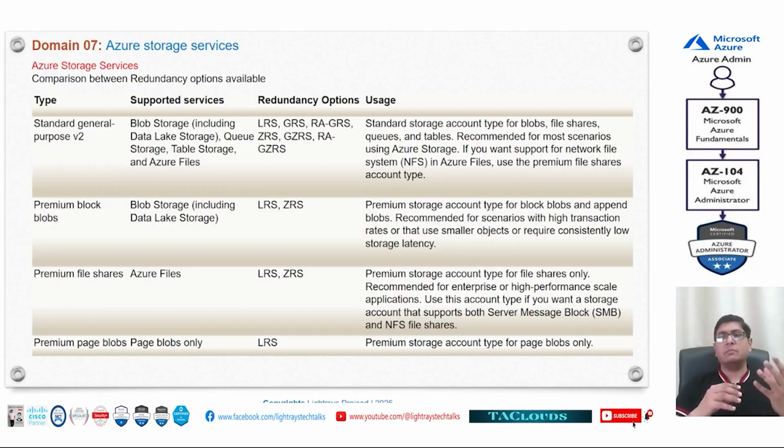Like the first one was not supporting NFS, network file system, but this one is supporting both. It is supporting SMB, and it is also supporting network file system. So the advantage is there, but the same: it is also supporting only two types of redundancy, LRS and ZRS. And the final one, page blob, is only supporting LRS.